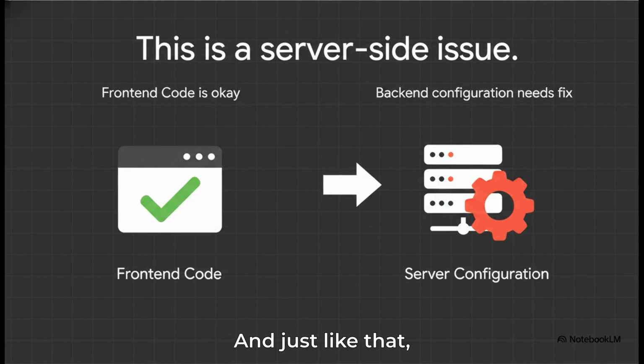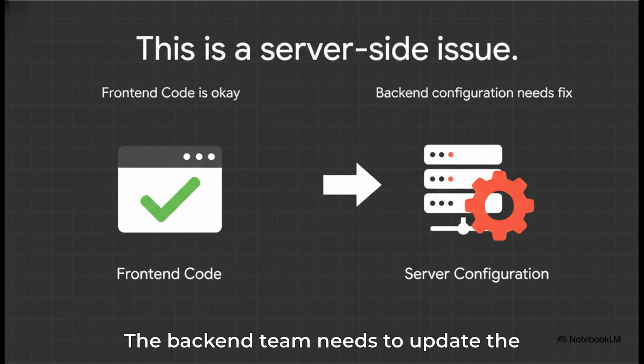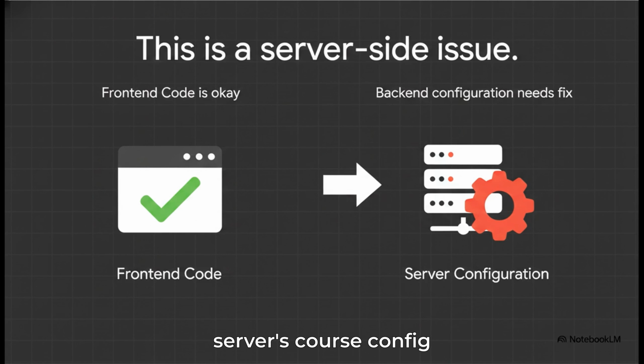And just like that, the fix is crystal clear. This has nothing to do with the front end. The back-end team needs to update the server's CORS config to send the correct production origin. There is no amount of front-end wizardry that can fix a server sending the wrong permission slip.